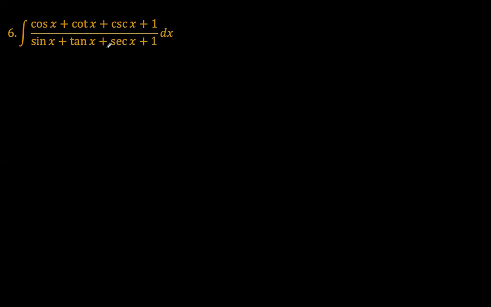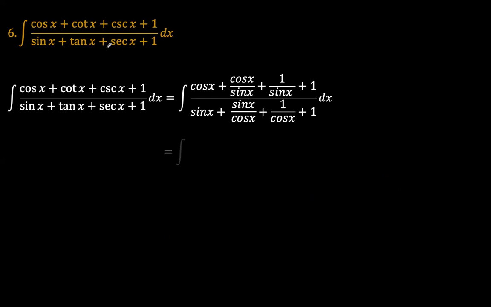Easy as that. Okay, now problem number 6, which is the integral of (cosine x plus cotangent x plus cosec x plus 1) over (sine x plus tangent of x plus secant of x plus 1). How to solve that is I could just expand that: cosine x plus cosine x over sine x plus 1 over sine x plus 1, over sine x plus sine x over cosine x plus 1 over cosine x plus 1.